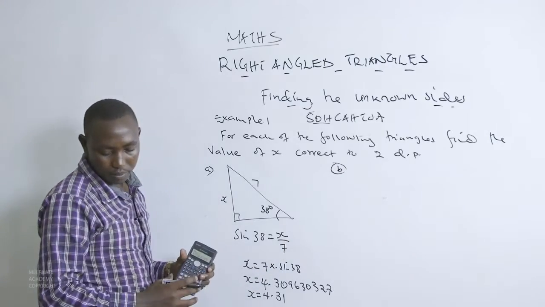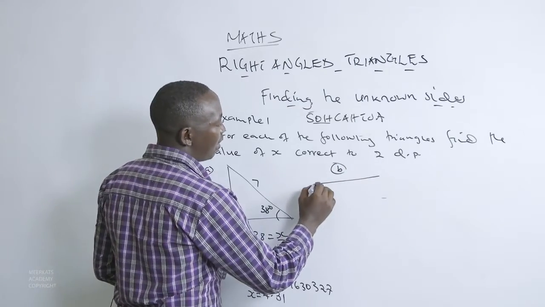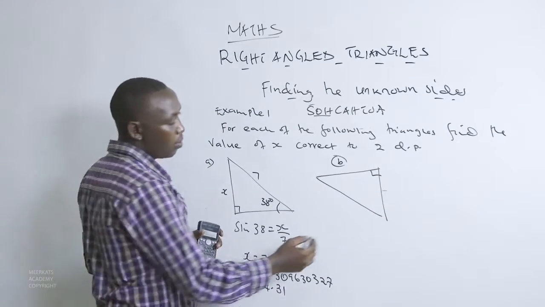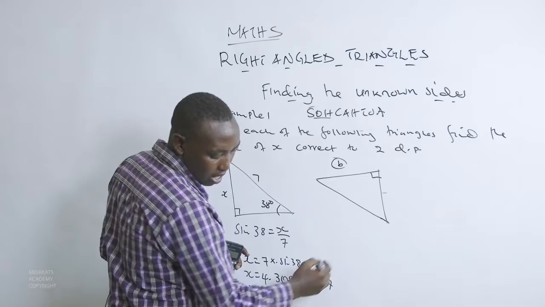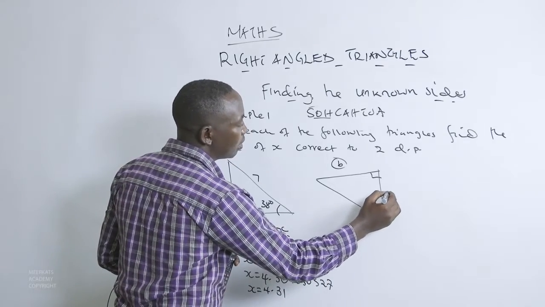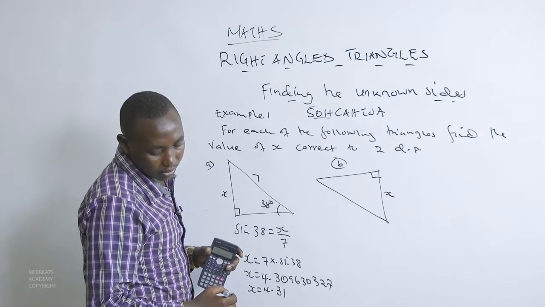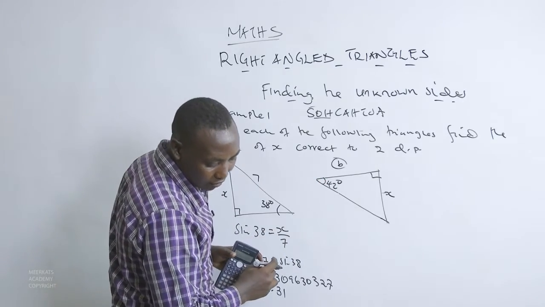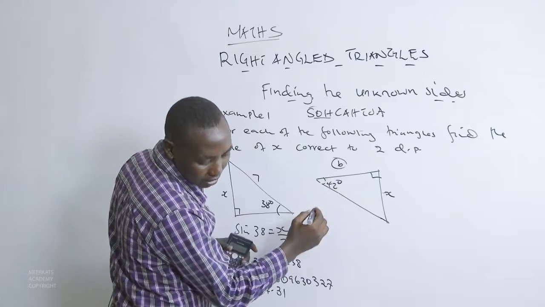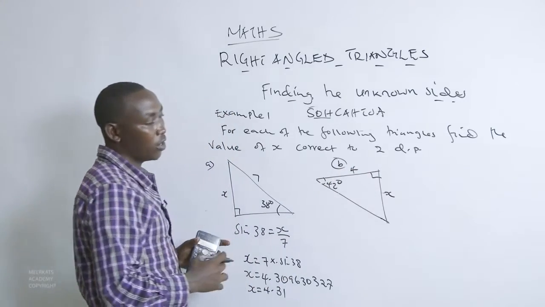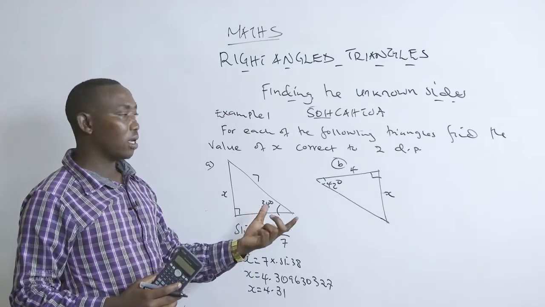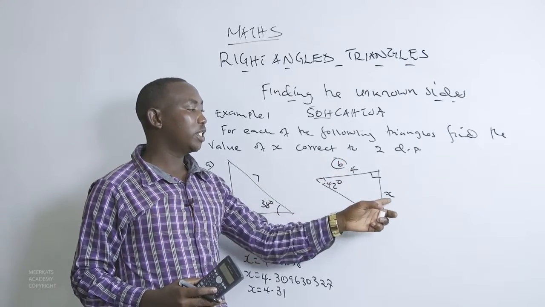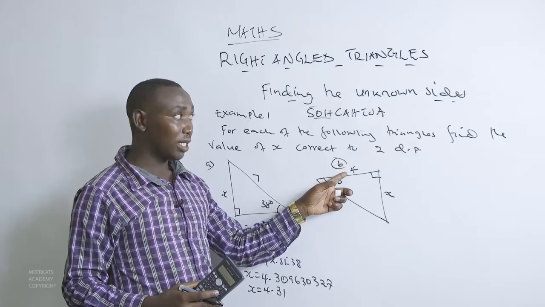Part B, we have a right angle triangle of that form where this angle is x, this angle here is 42 degrees, and you have been given the adjacent side to be 4 units. So we want to make good use of a trigonometric ratio that has the opposite and the adjacent.